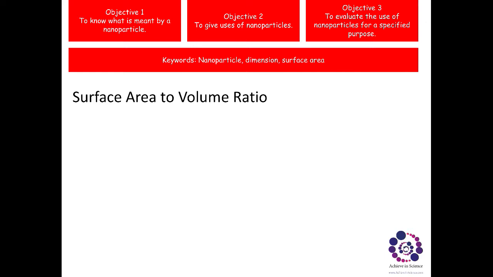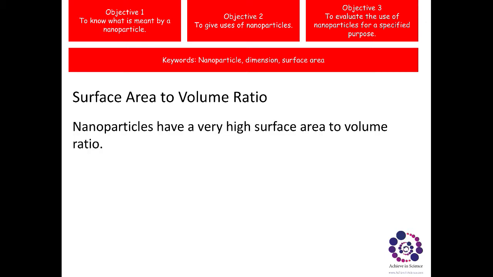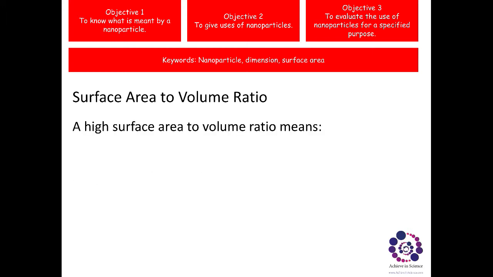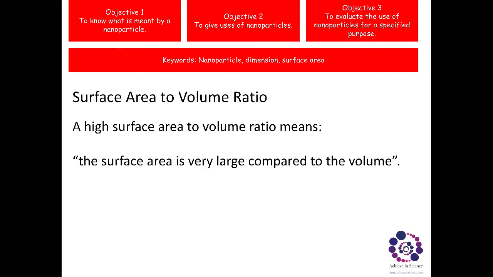Referred to earlier in the video was surface area to volume ratio, which was a cause for the differences in properties. Nanoparticles have very high surface area to volume ratios, but what does this mean? A high surface area to volume ratio means the surface area is very large compared to its volume. Think about if you make a fist with your hand, the surface area is quite small compared to if you open up your fist and stretch out your fingers, the surface area suddenly becomes a lot larger.